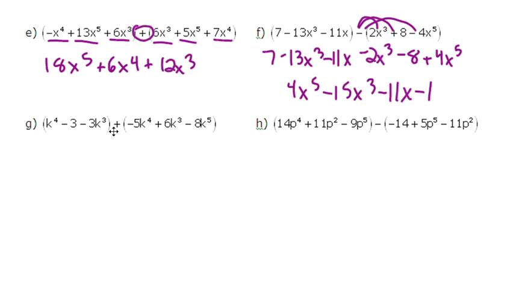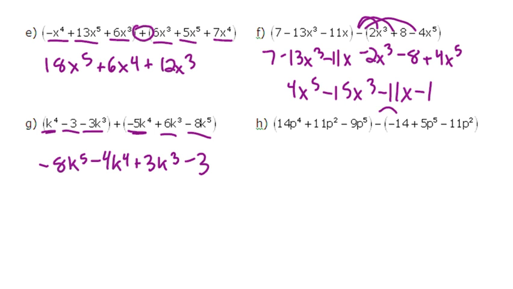Last two for these. So G is on plus, so I just combine like terms. Highest exponent is the 5. There's only one of them, so I start with negative 8k to the fifth. Then I go to the 4's. There's two of those. So 1 and negative 5 make negative 4. Then I go to the 3's. Negative 3 and positive 6 make positive 3k to the third. Then I go to what's left, the minus 3.